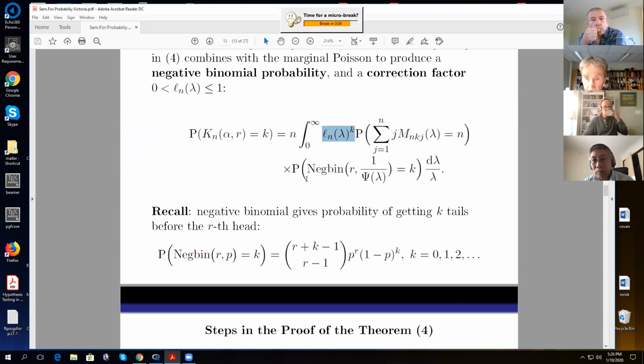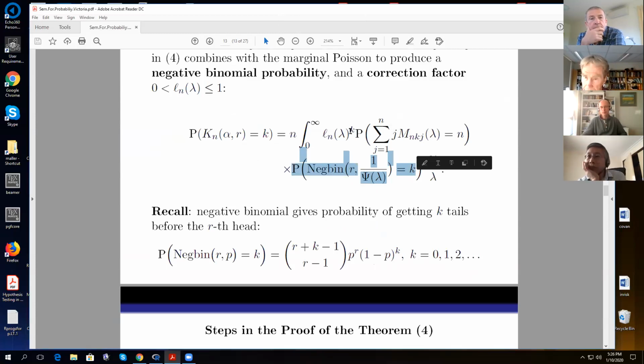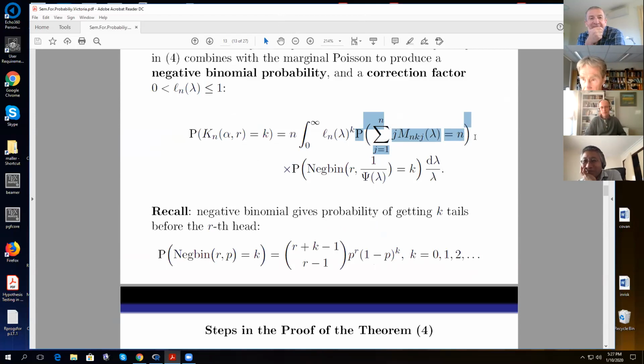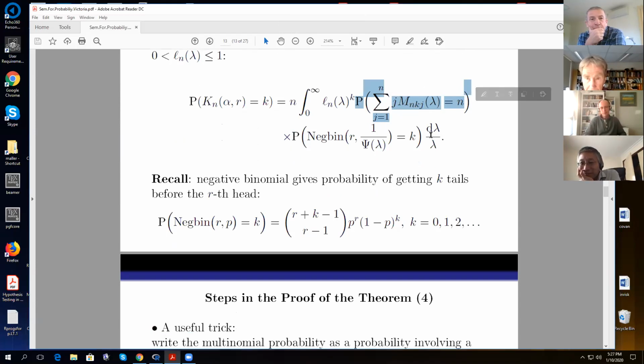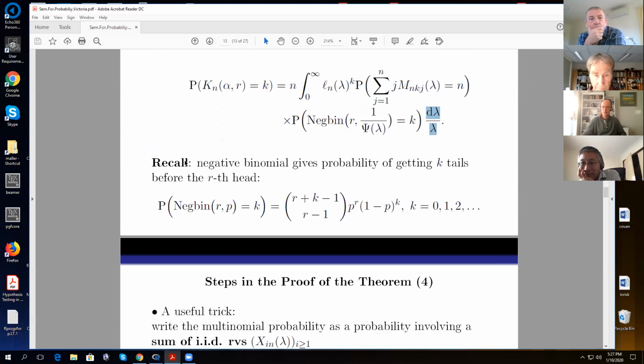So I turn the unpromising looking factor into a negative binomial probability. I turn the Poisson into a multinomial, and with all the changes, I'm left with the d lambda on lambda here for this lambda integral.